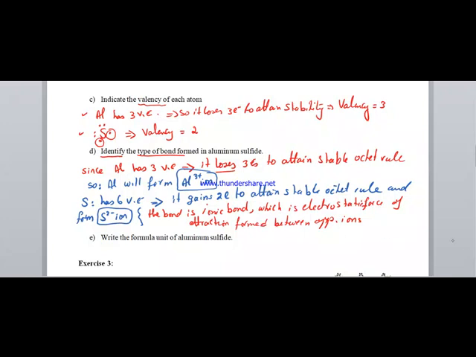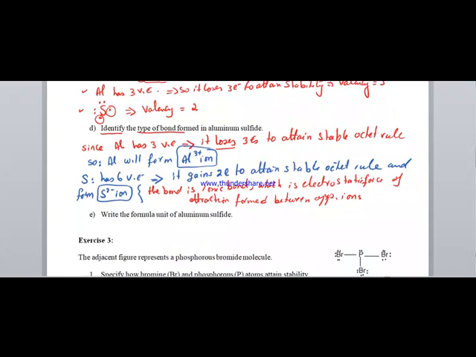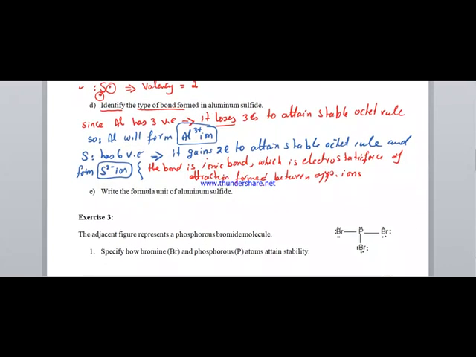The Al3 plus ion and the sulfide ion S2 minus. In order to write the formula unit, we have the Al3 plus ion and the sulfide ion. By using the criss-cross method to balance the charges, 3 is written below as a subscript for S and 2 for aluminium. So the formula unit is Al2S3.